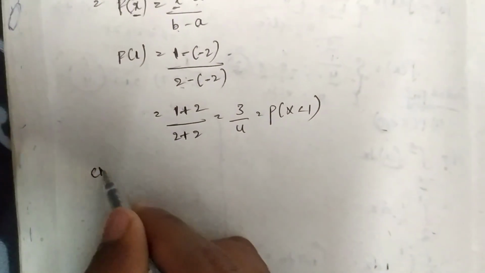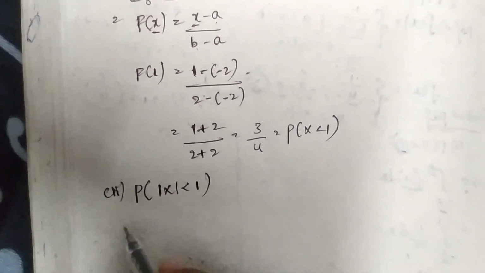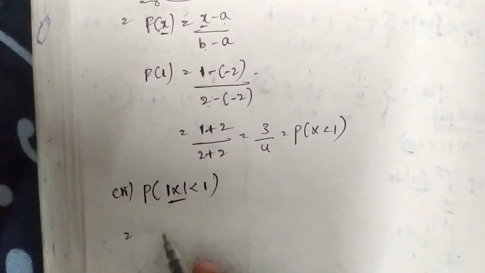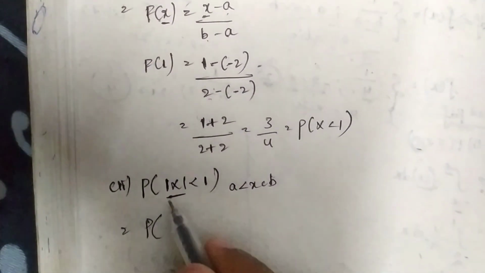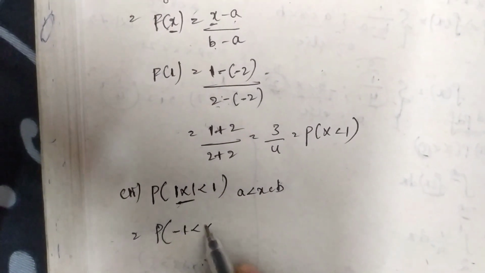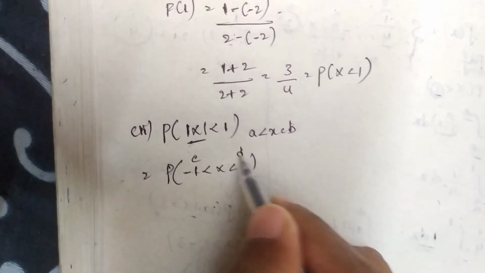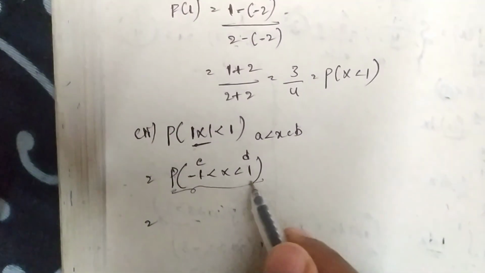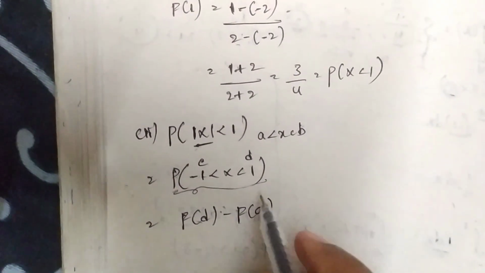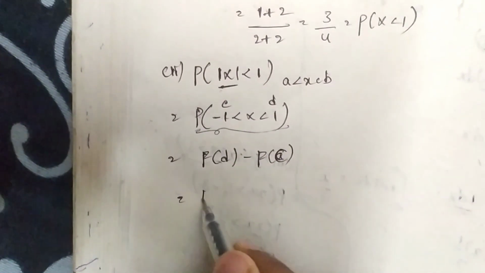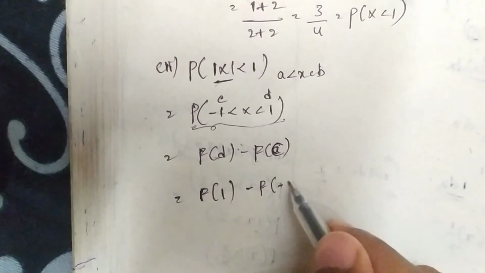Coming to the second one, that is P of mod x less than 1. If it is in mod type, we have to change it into the form a less than x less than b. So it will be changed as minus 1 less than x less than 1. Take the lower limit as c and the upper limit as d. We have the formula for this type of questions, that is F of d minus F of c. In place of d we take the value 1, and in place of c we take the value minus 1.